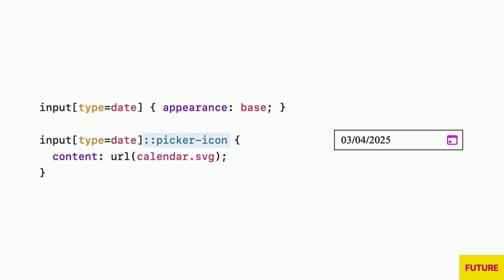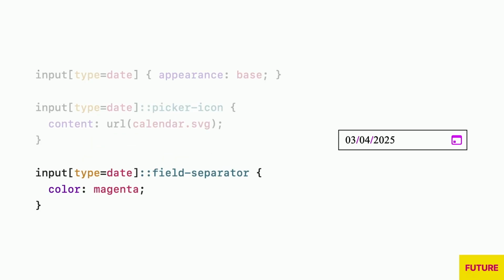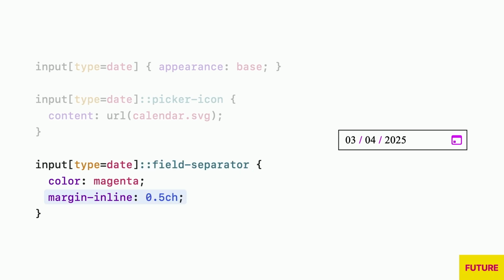But anyway, I want to go through another example. Here we apply appearance base, which gives us access to the new pseudo elements, and then I can style the picker, change it using the content property, set it to a custom SVG. And we can change the color of our separators as well. Here I've set the separators to be magenta. And we can also add a margin around the separators to make the date a bit more readable in real-world situations. So that's how we get this result.